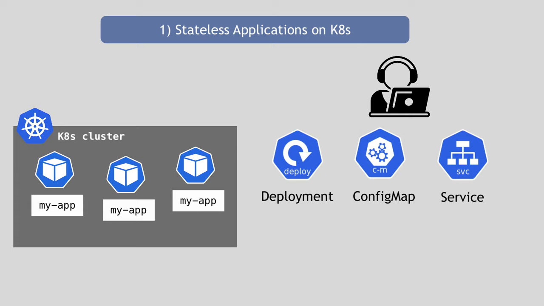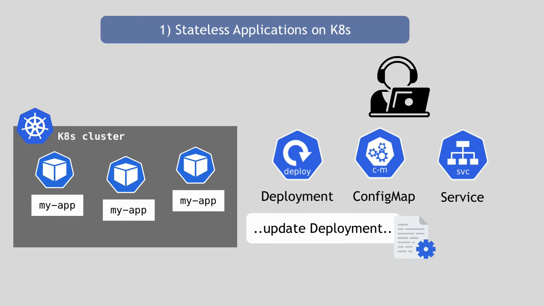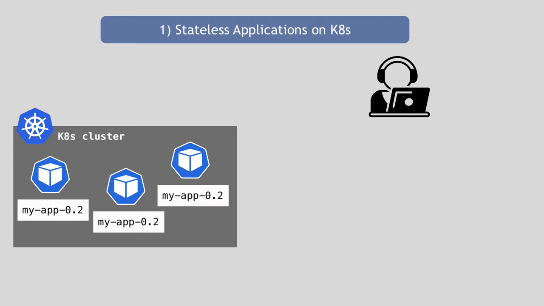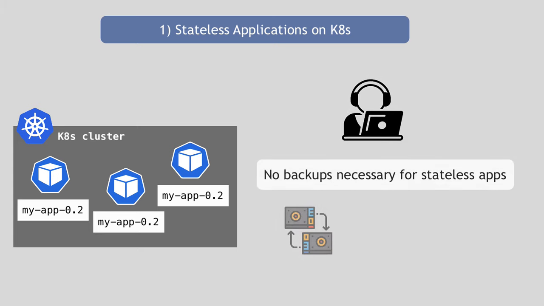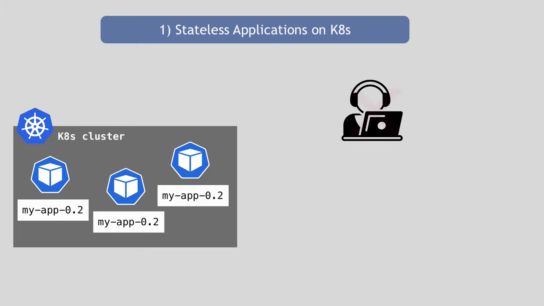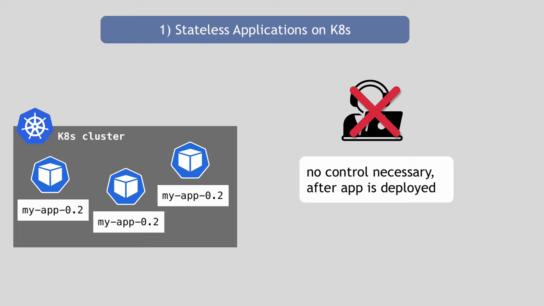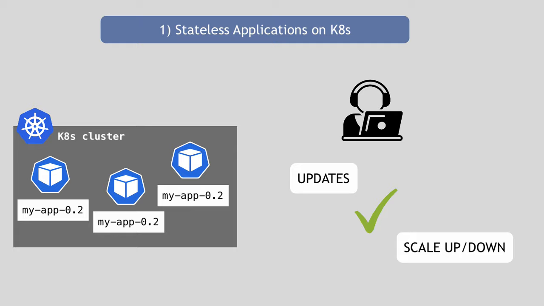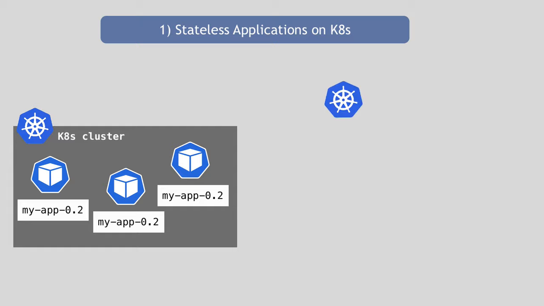If you release a new version, you just adjust the deployment configuration and all replicas get restarted with the new version. Backups, you don't need backups because your web application is stateless. So basically, once you deploy the application, you don't have to sit there and control that your application is running properly. And when you carry out these small adjustments and changes, like update or scale up, it works pretty much without problems.